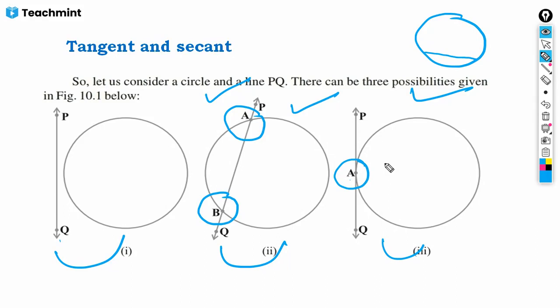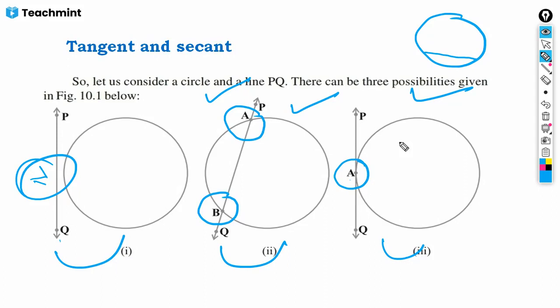Okay. So now we have seen the three different cases. In the first case, it was having no connection. There was no attachment between the circle and the line. Whereas in the second case, it has intersected at two distinct points. What has happened in the second case? It has intersected at two different points. In case number 3, it has touched a point on a circle. That's what we are saying in case number 3.